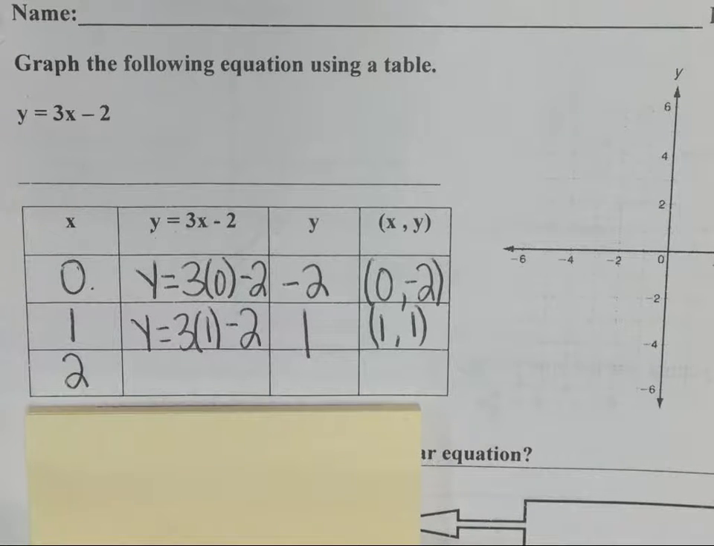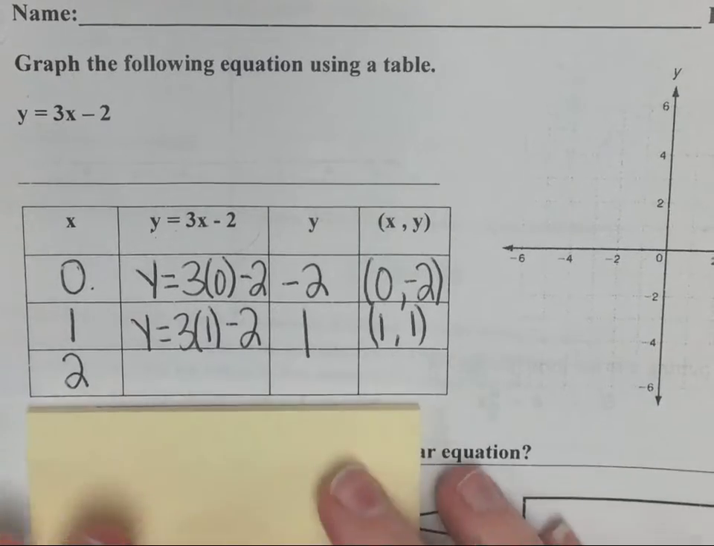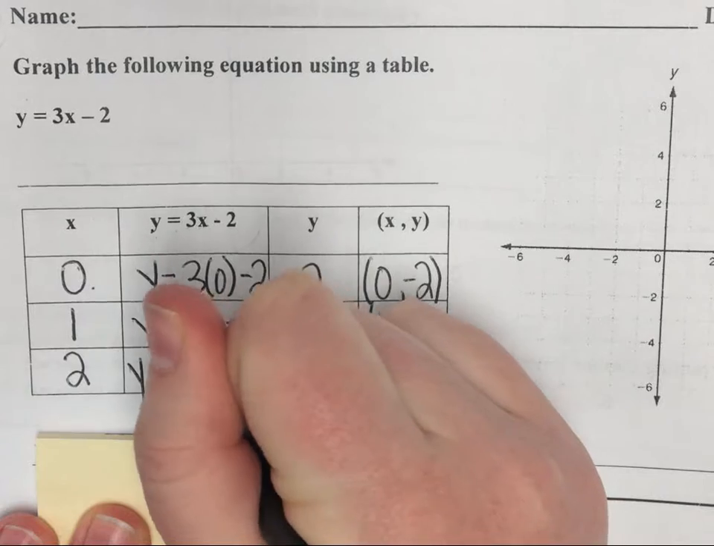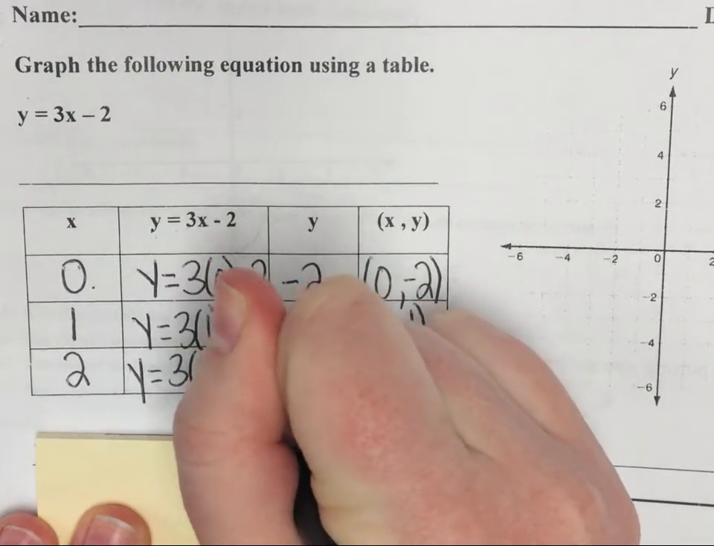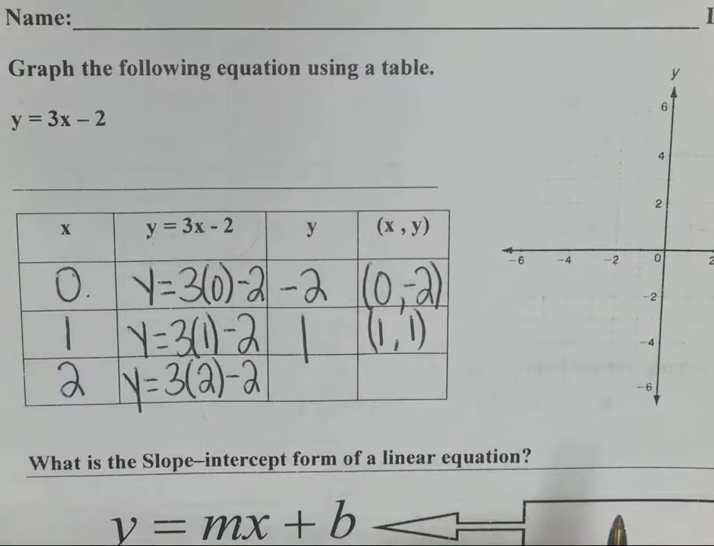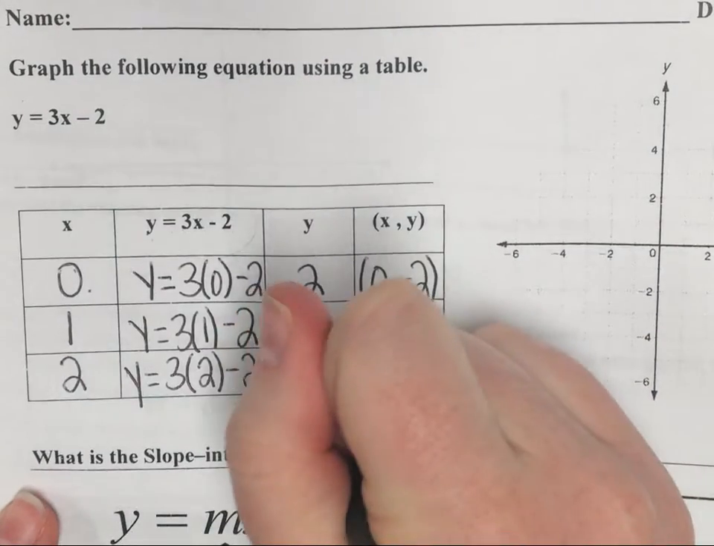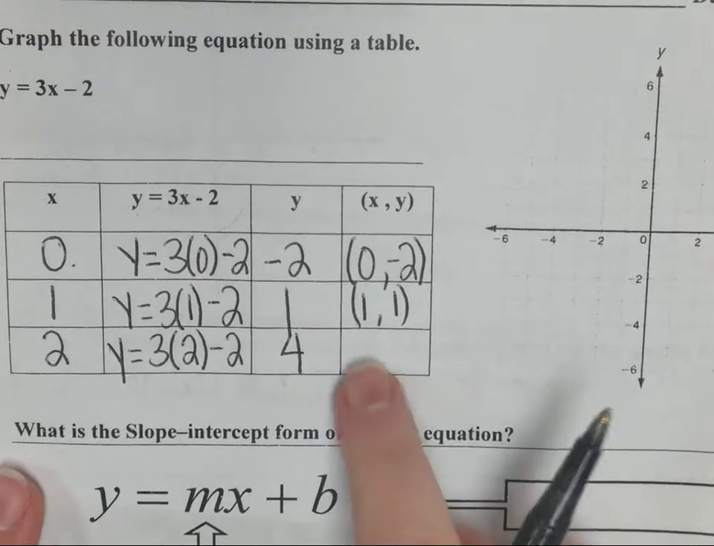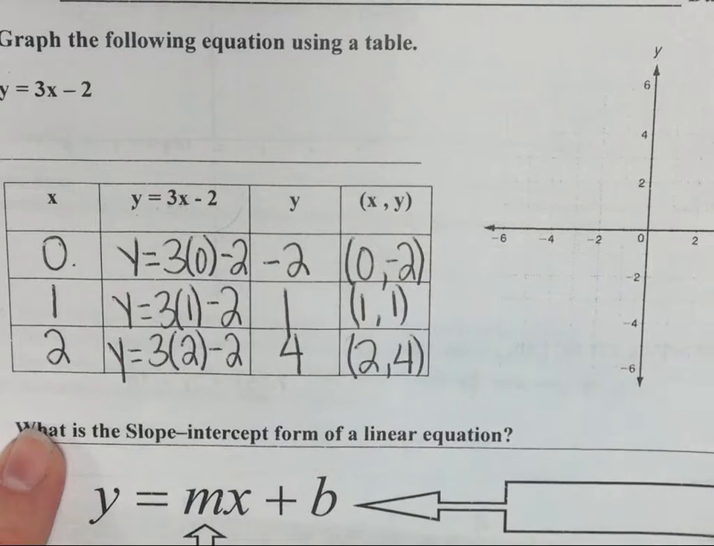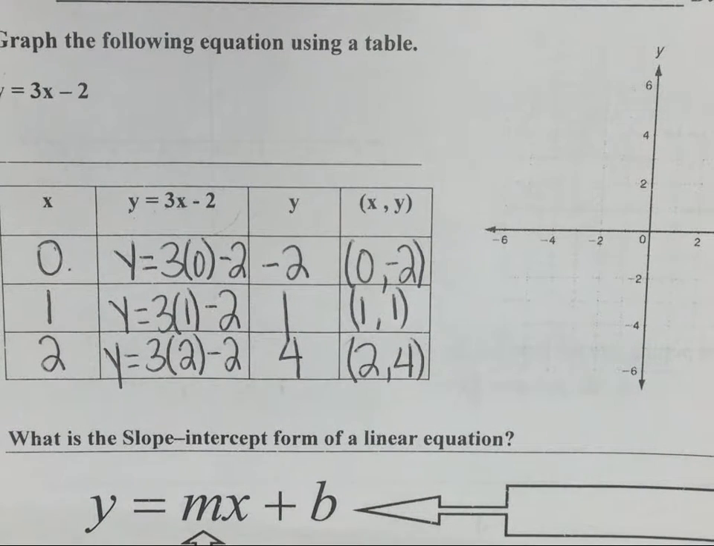Okay, good. And then 2. Y equals 3 times 2, minus 2. 3 times 2 is 6. 6 minus 2 is 4. And so our coordinate here will be 2, comma 4. Any questions about what I've done in this table?